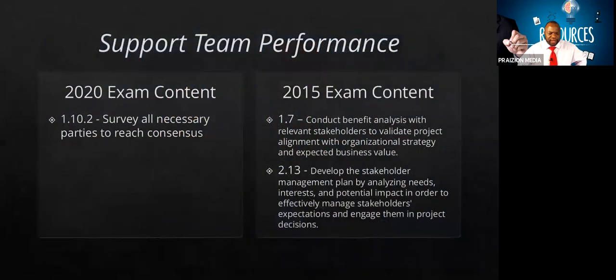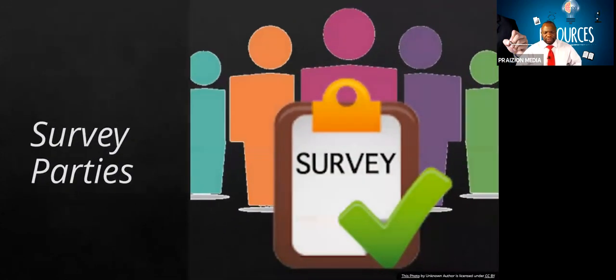The next enabler here is survey all necessary parties to reach consensus. It's very straightforward. Whether we are in the early stages of the project in initiating or we're far gone in executing, we could use a survey. It's called questionnaires and surveys, questionnaires or surveys. We could use a survey, okay, and just survey all parties. It's not rocket science, to be honest, just very simple.